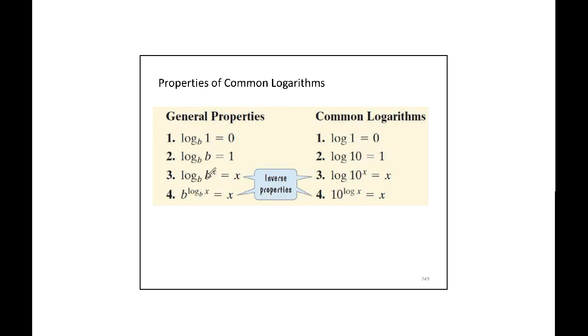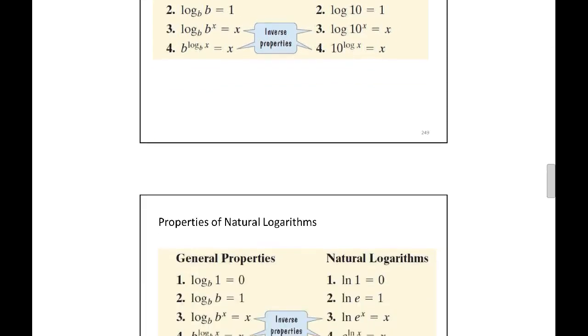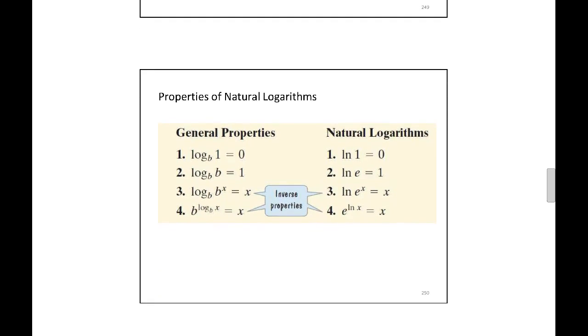Log base b of b to the x is equal to x. That's our inverse property, along with b to the log base b of x, which equals x. And the common log version, we have log of 10 to the x equals x, and 10 to the log x equals x. Those same properties apply with a different base of natural logarithm, base e.